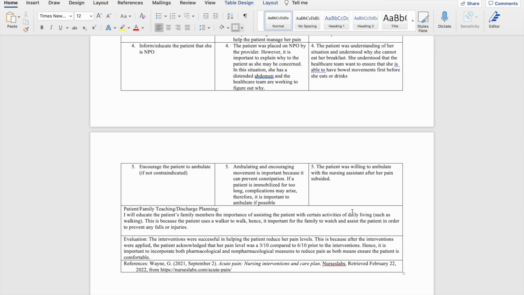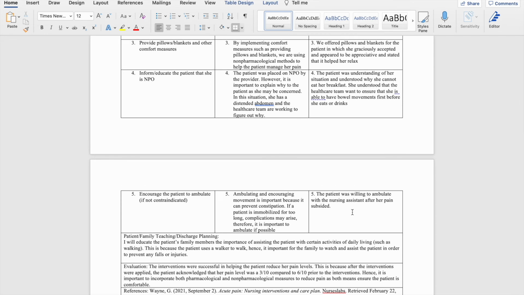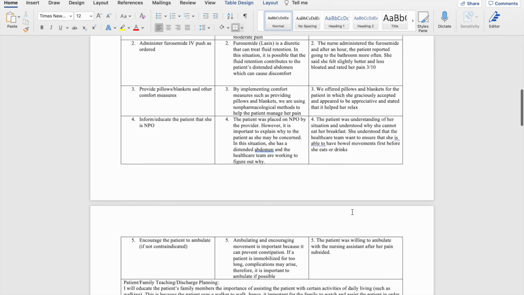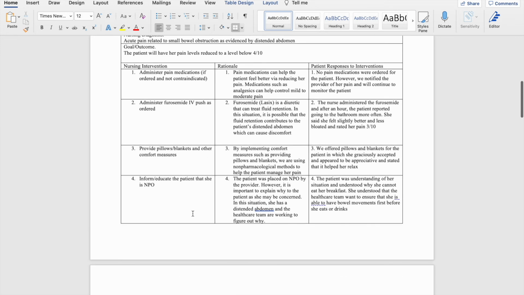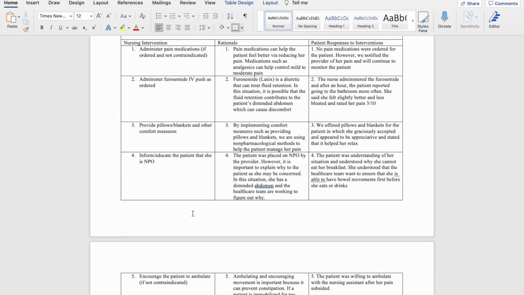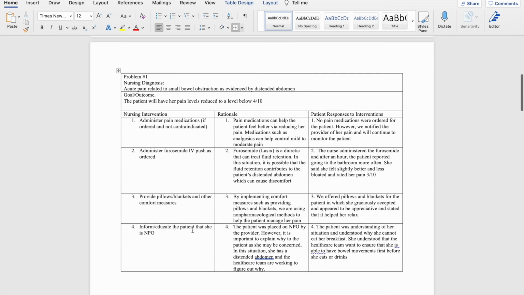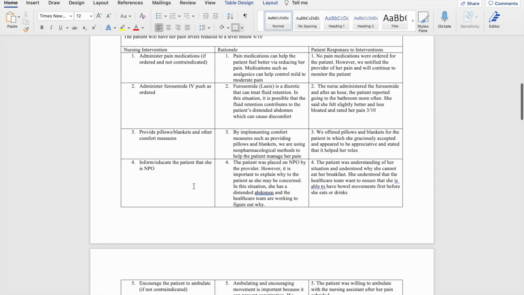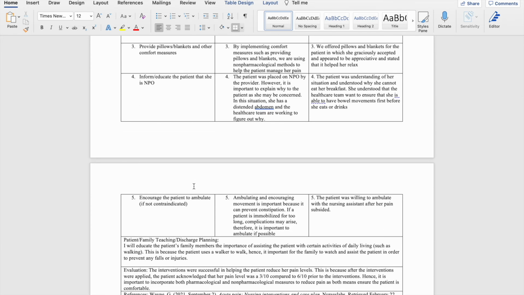So as you can see, I wrote out the results of after applying all these interventions to the patients and whether our goal was met or not, which it was met, because after applying those interventions, we asked the patient again how she felt, and she said she felt better. Her pain was lower compared to when we did not apply these interventions.